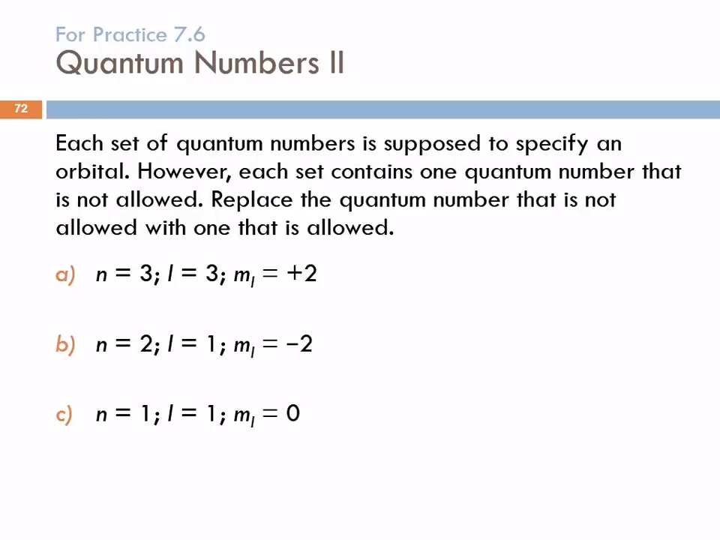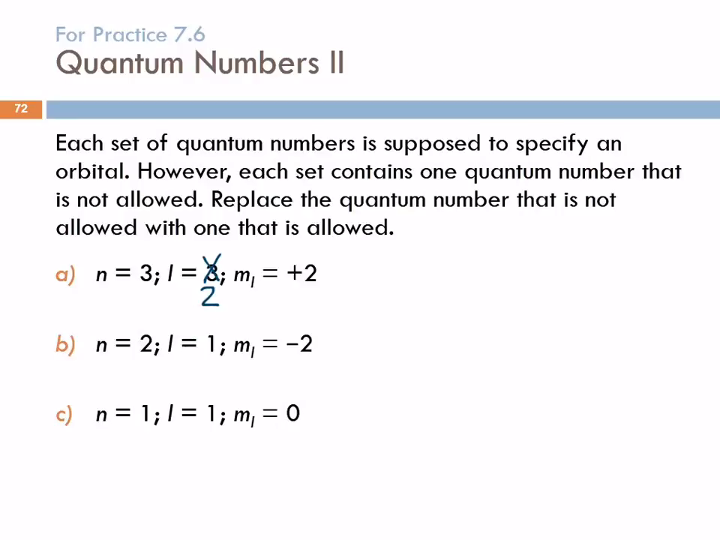So we can't have this one. So it could be 2. And then m sub L is plus 2. Is that going to work with this? Yeah.